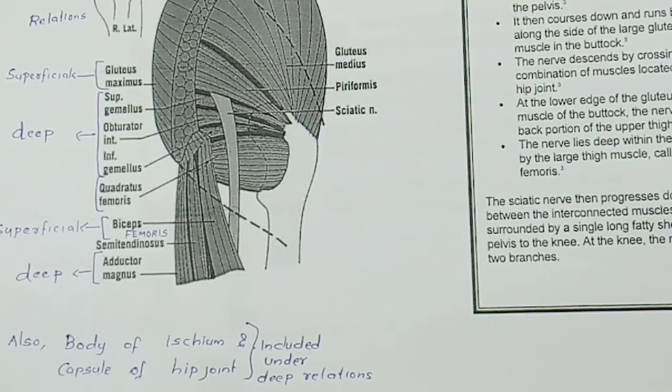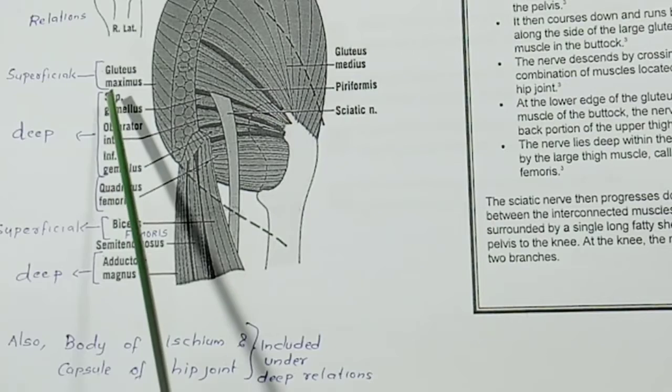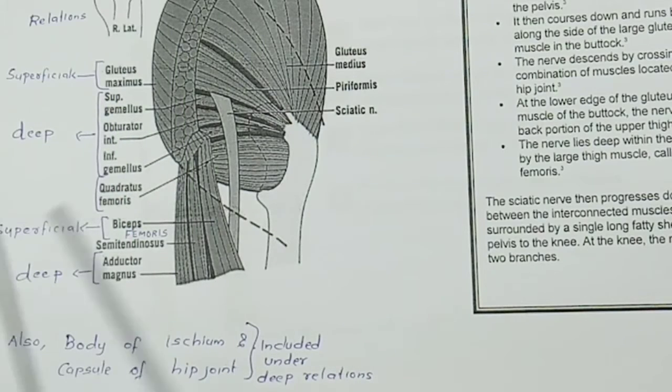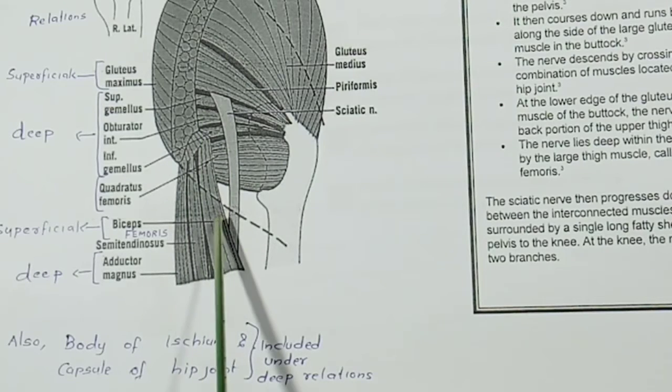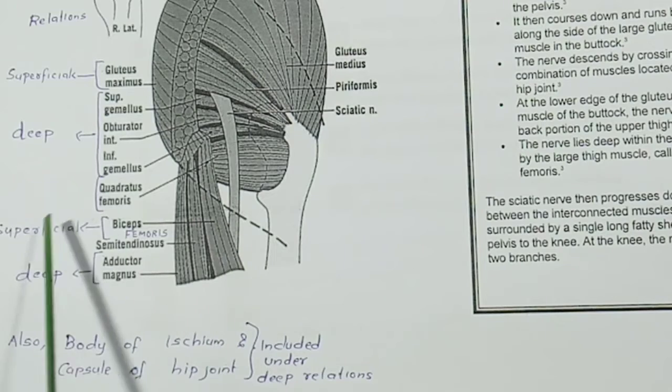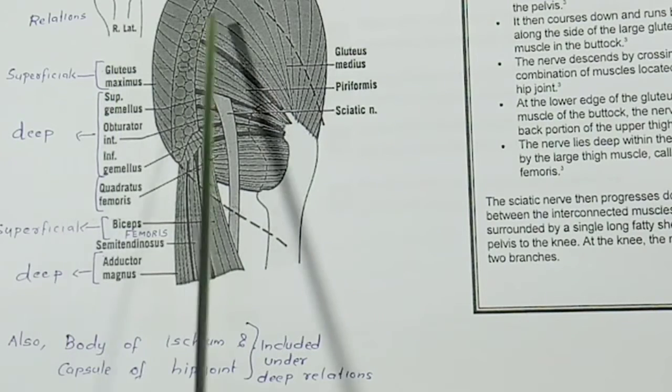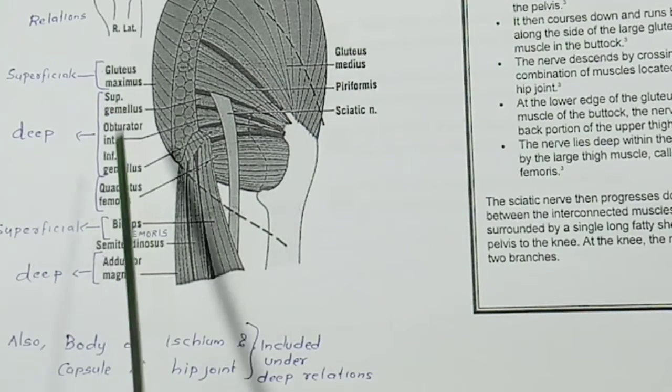And let's talk about the superficial relations of the sciatic nerve. First one is the gluteus maximus. Obviously, because the gluteus maximus is the largest muscle, the sciatic nerve should pass deep to it. It covers here, and you are able to see that at the lower border of the gluteus maximus, the sciatic nerve reaches the thigh. There it passes deep to the biceps femoris muscle. So under superficial relations, you have to write the gluteus maximus and the biceps femoris.